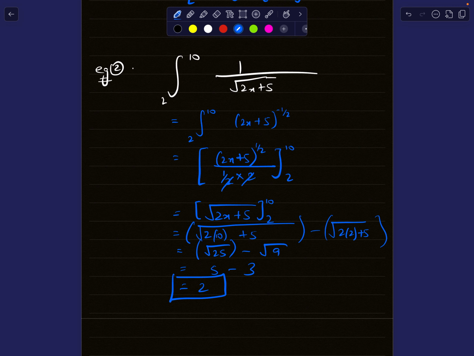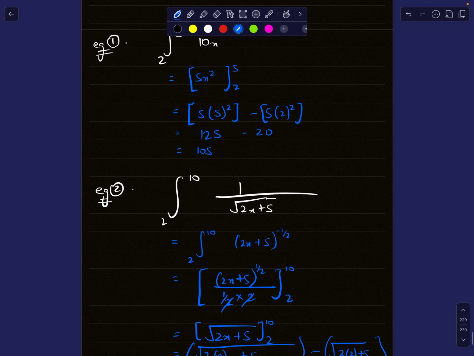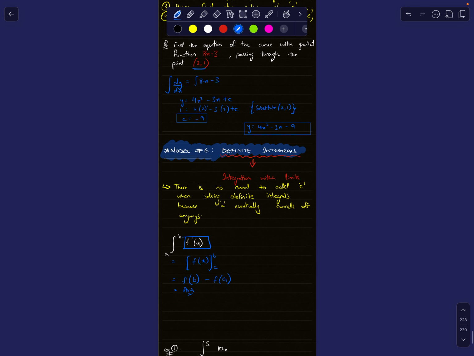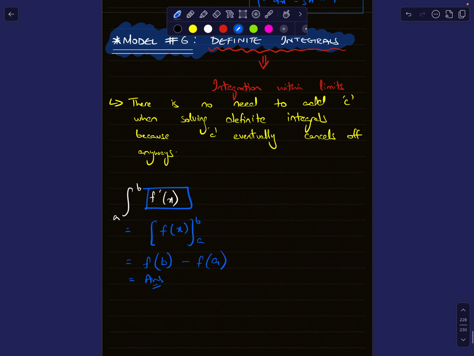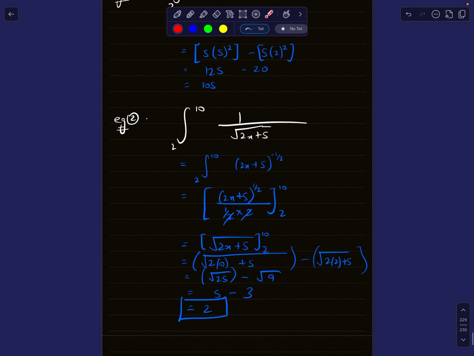And this was our second and our last example, and this is where we wrap up definite integrals. First of all, we understood it generically and why there's no need to add c, and then we had two examples. Hope this suffices.